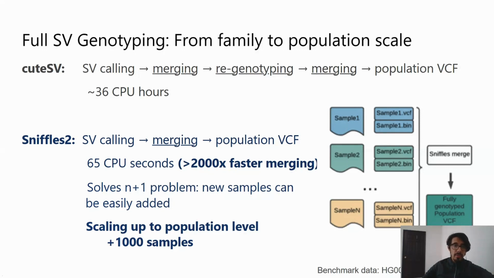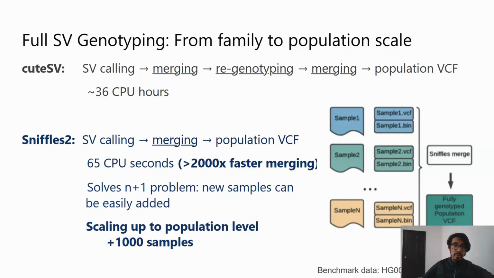After this slow step, we'll do another merge in order to get a fully genotyped population VCF file. In contrast, for Sniffles 2, there's a single merging step, as we have created a special binary file that contains structural variant candidates, which are then used for the merging step without the need of reading the alignment file again. Avoiding this significantly decreases the runtime, and thus we're able to produce a fully genotyped VCF file much faster.